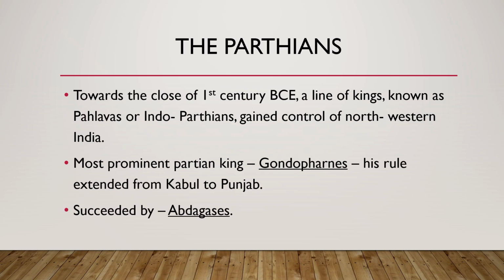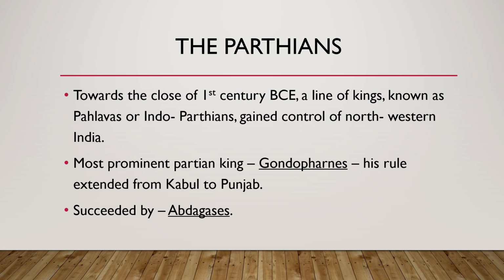Towards the close of the 1st century BCE, a line of kings known as Pahlavas or Indo-Parthians gained control of northwestern India. The most prominent Parthian king was Gondophares. His rule extended from Kabul to Punjab and possibly included certain Iranian areas of the Parthian Empire.